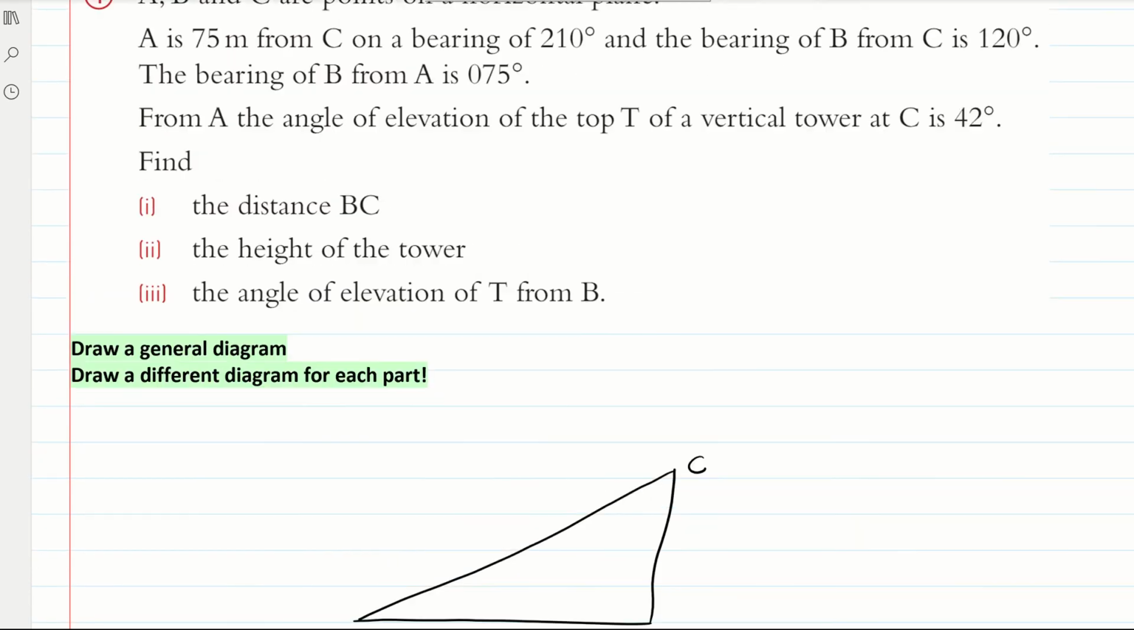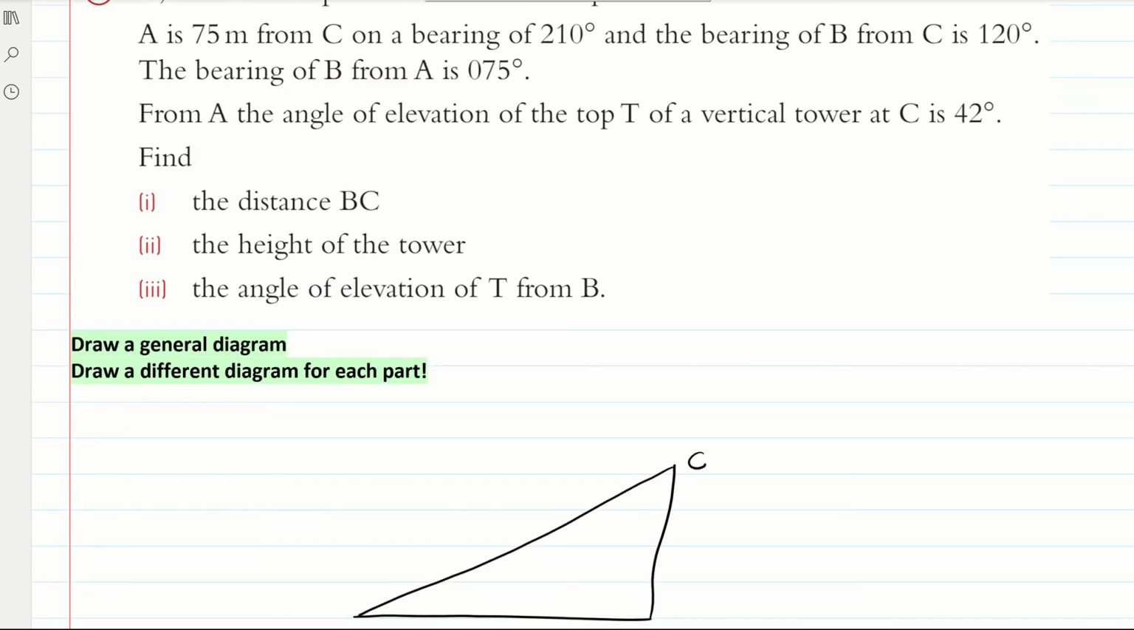And it says, from C, so it's the bearing of A from C. So from C is your starting point. So here's the north line, bearings, north line. From C to A, that means this is 210 degrees. The bearing of B, again, from C. So from C to B, so just this bit is 120. So that's 120 degrees.